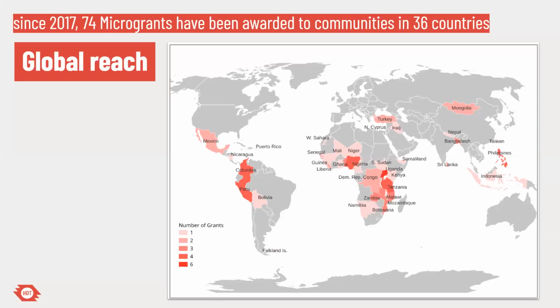So since we started this program in 2017, we have so far provided 74 micro grants in 36 countries. And really these are projects which are community-led, but also grow partnerships with data users, and also are inclusive. So encouraging more women and also marginalized communities into mapping, and also providing a platform for collaboration with other open mapping communities around the world.